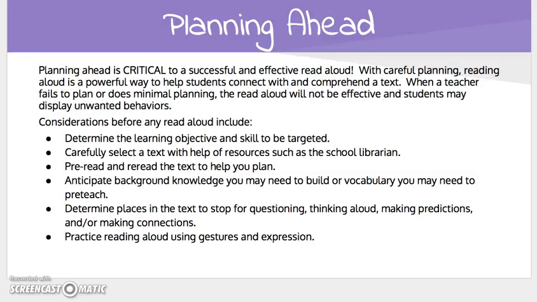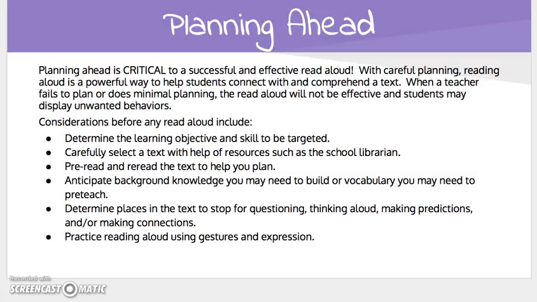Pre-read the text and reread it to help you plan. This is very important. When you pre-read the text, you have a chance to anticipate background knowledge that you may need to build with your students or vocabulary words you may need to pre-teach, especially for those ELLs. And you can also, when you pre-read, determine places in the text to stop for questioning, thinking aloud, making predictions, or making connections. And you can go ahead and mark those places.